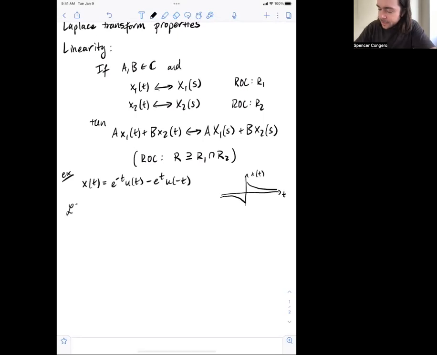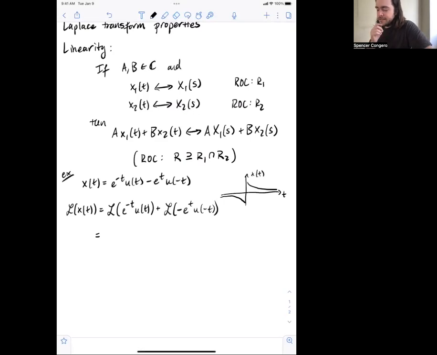All right, so let's take the Laplace transform. Okay, so this is a linear combination of two functions that we know the Laplace transforms of. Okay, so we know the Laplace transform of e to the negative t u of t, and we know the Laplace transform of negative e to the t u of negative t. Okay, we know both of these. We covered them in a previous video. Okay, and what were they?